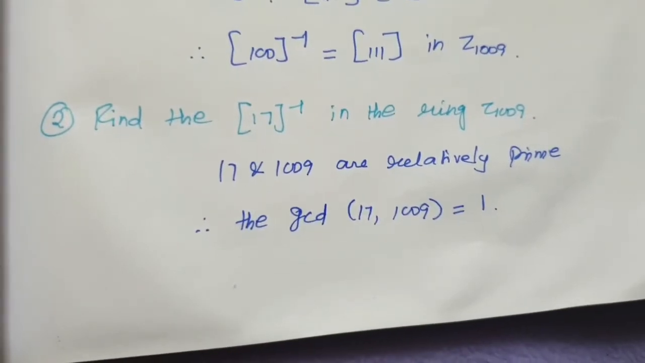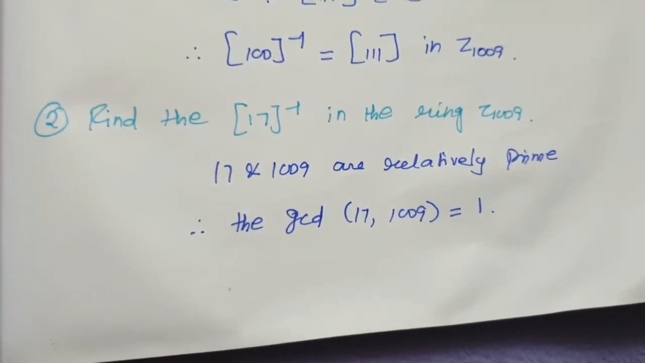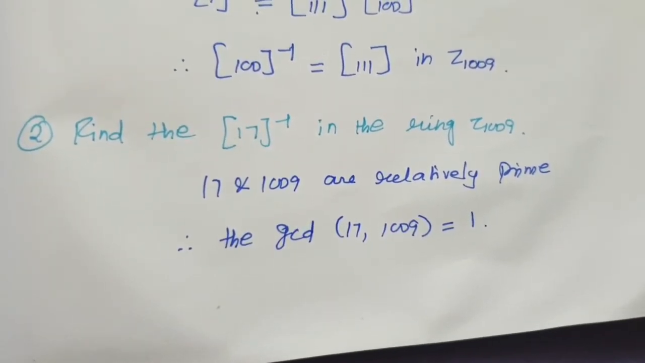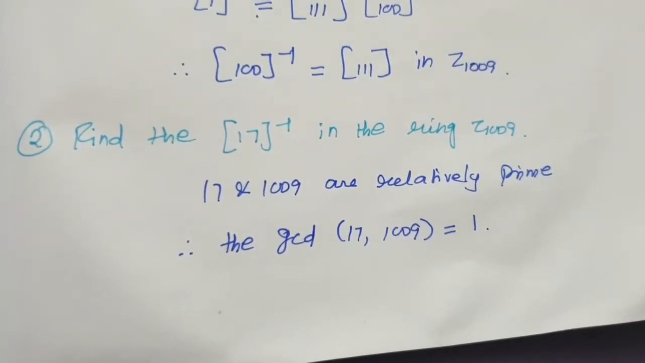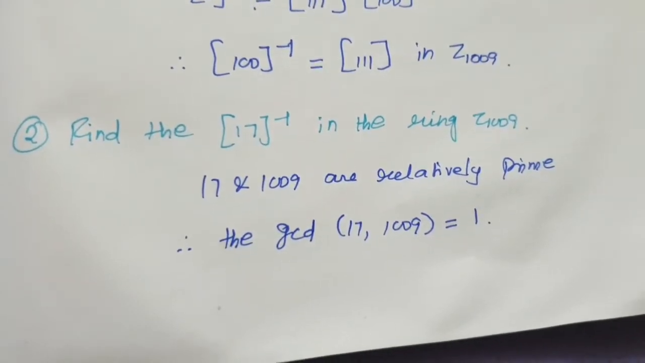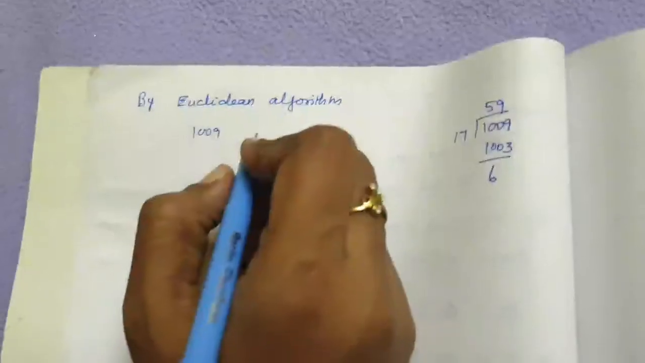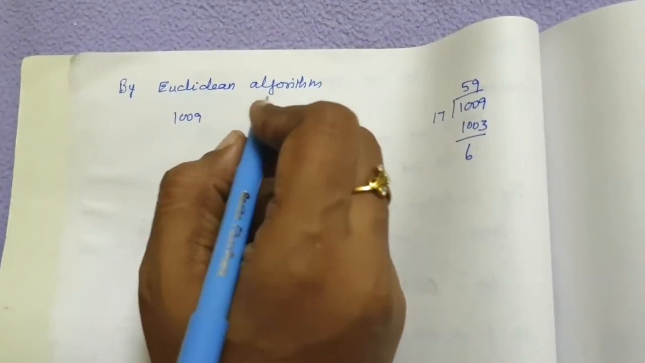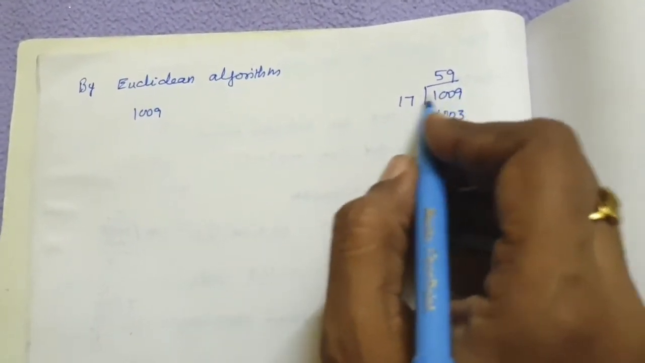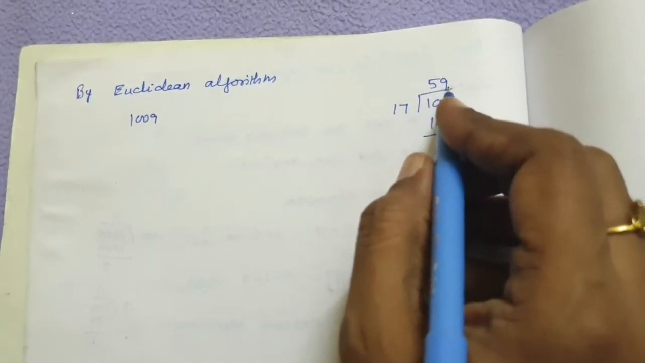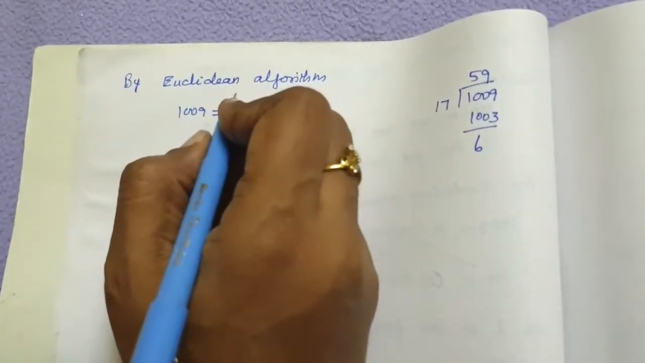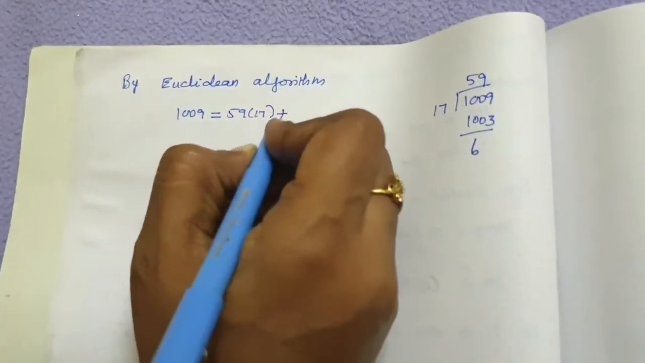In the second problem, they asked to find the value of 17 inverse in the ring Z1009. We know that there is no common divisor between 17 and 1009. They are relatively prime to each other, therefore the GCD of 17 and 1009 is equal to 1. By using the Euclidean algorithm, when you divide 1009 by 17, we get the quotient 59 and remainder 6. So 1009 can be written as 59 times 17 plus 6.